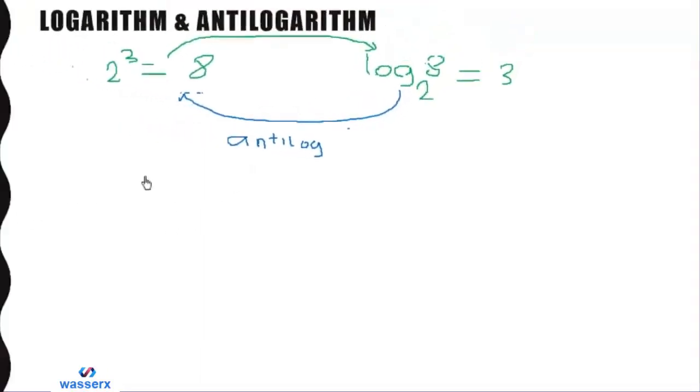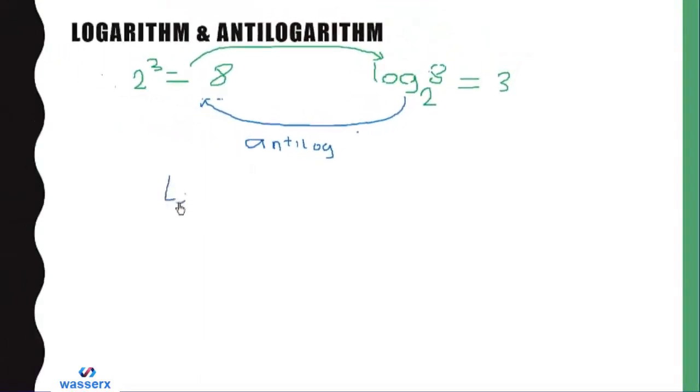Now, if you see a logarithm in which the base is omitted, say log 8, then in this case the base is base 10. So this is what we call the common logarithm. Logarithm to base 10 is called the common logarithm, and we can write it for simplicity as log 8.